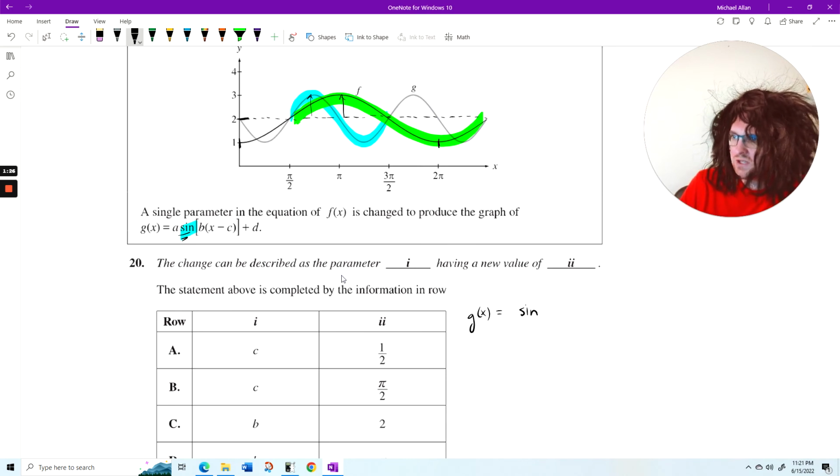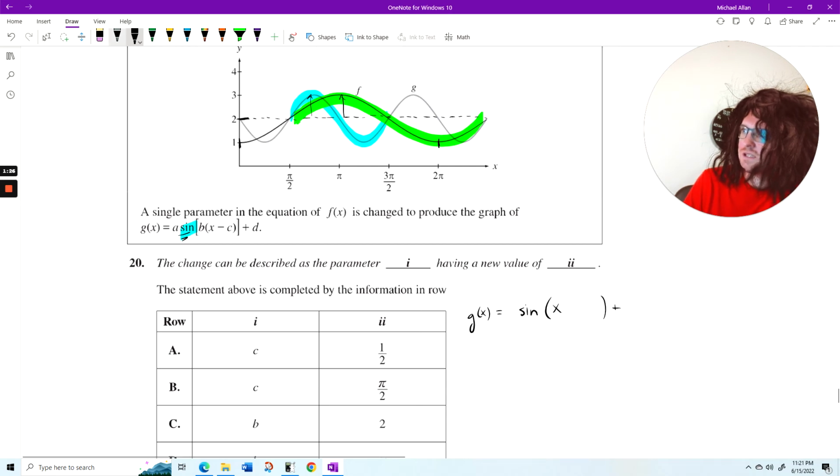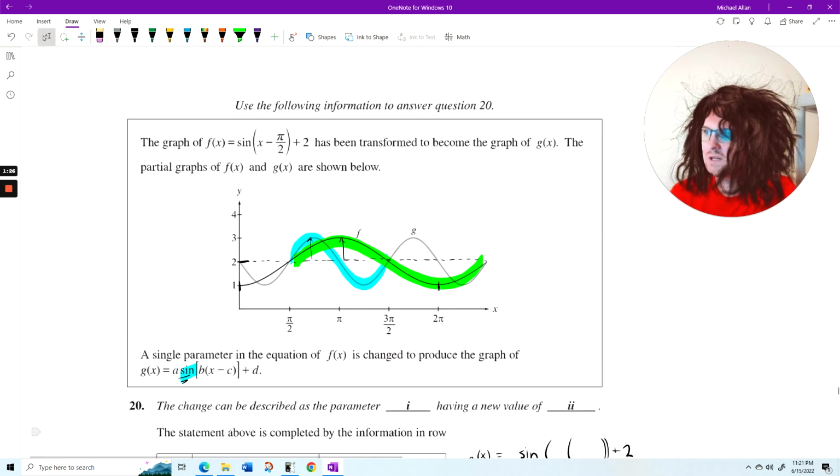The change can be described as a parameter having a new value. Okay, so my b value doesn't change. My d value didn't change. Oh, my b value did change, didn't it? Yeah, you're right, my b value did change. Oops. So I do have a new b value, because I do have a new period. But my d value didn't change, so that 2 is still a 2. Okay. It didn't ask for that anyway.